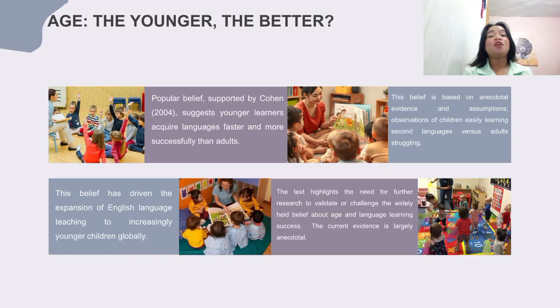We have age: the younger, the better. Popular belief supported by Cohen 2004 suggests younger learners acquire languages faster and more successfully than adults. This belief is based on anecdotal evidence and assumptions, observations of children easily learning second languages versus adults struggling. This belief has driven the expansion of English language teaching to increasingly younger children globally. The text highlights the need for further research to validate or challenge the widely held belief about age and language learning success. The current evidence is largely anecdotal.